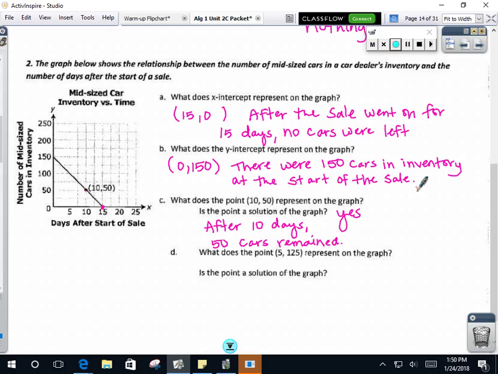Okay, and then D, what does the point 5, 125 represent, and is it a solution? No, it's not on the graph, and it means nothing because it's not on the line.